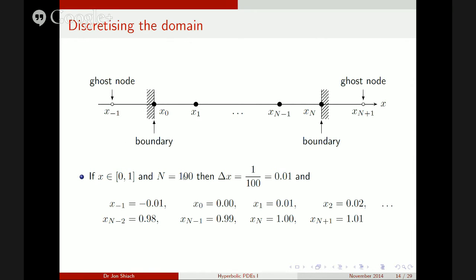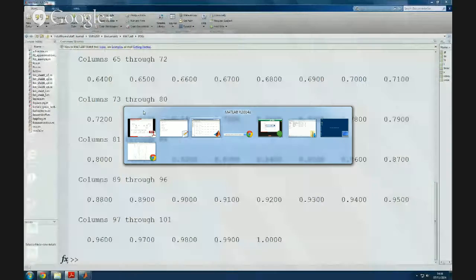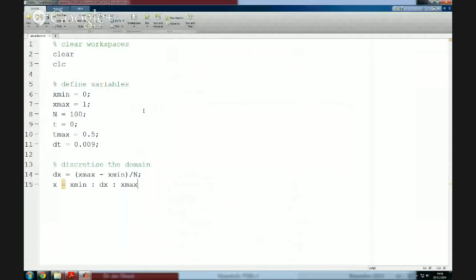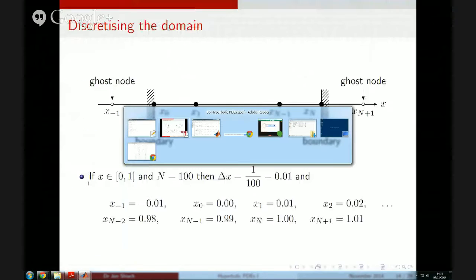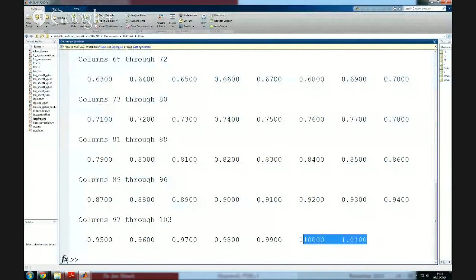Okay, so if we discretize the domain, if n is 100, delta x is 1 over 100, and therefore these are our nodes. So our first node starts at minus delta x. Okay, so if this is x equals 0, this will be minus delta x. So in the MATLAB code here, I should have actually gone from x min minus delta x all the way up to x max plus delta x. Okay, so if I run that, you can see my last value of x includes a ghost node. Okay, so that's one thing we're going to have to add on. So I've added on 2 extra nodes, one at each end, to act as my ghost nodes.